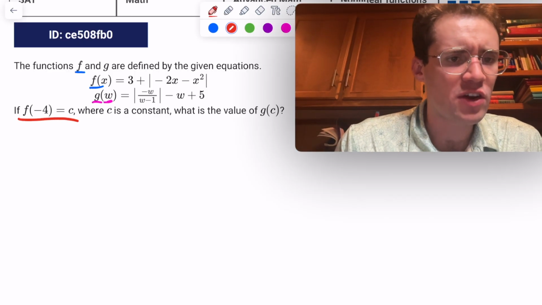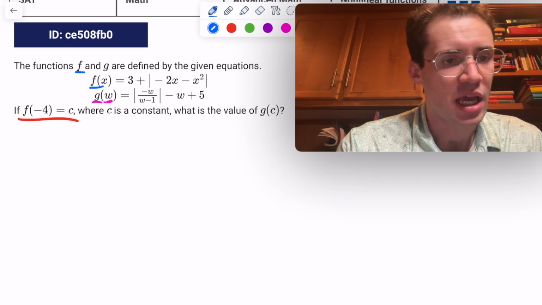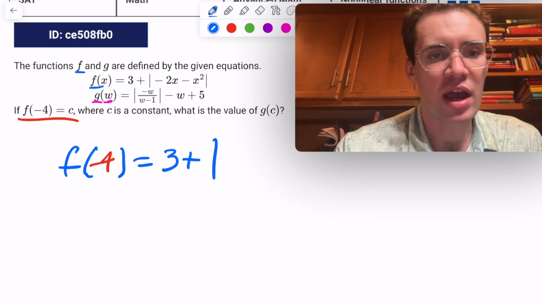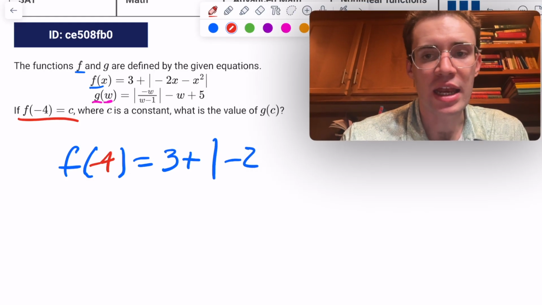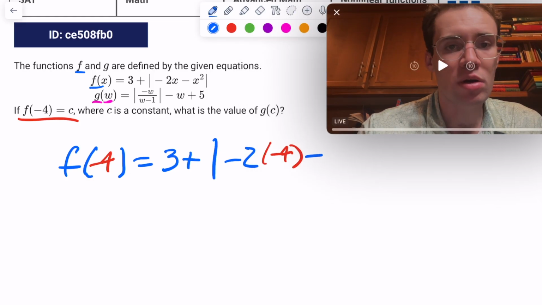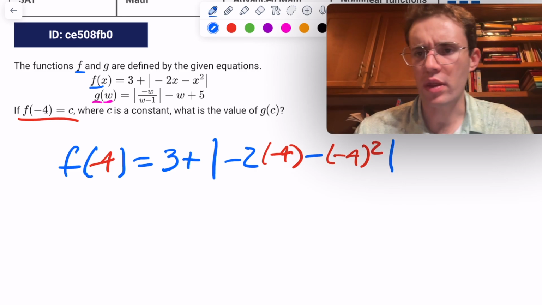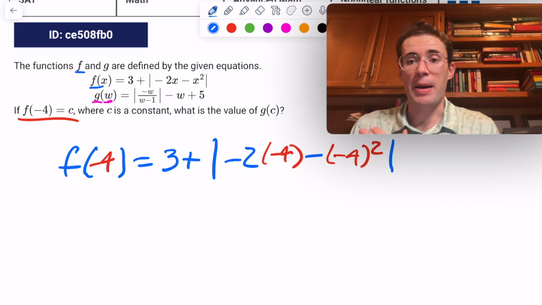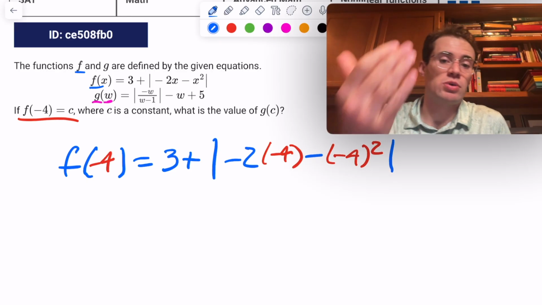So it looks like first we just have to figure out what c is by plugging in -4 for x in that first function. So we'd say f of -4 is equal to 3 plus the absolute value of -2 times -4, minus -4 squared, and then end absolute value. Absolute value, hopefully we know, just means the distance that number is from 0. So essentially, if it's negative, you make it positive. If it's positive, it stays positive. Just the positive difference between the number and 0.